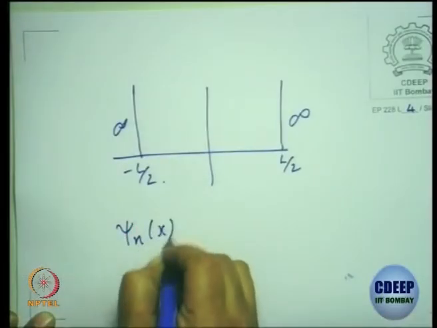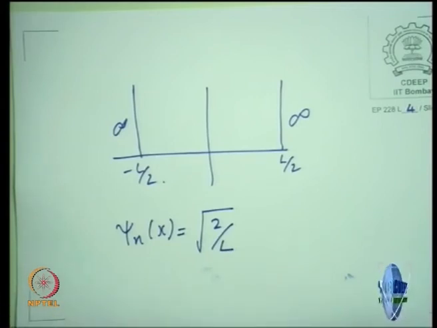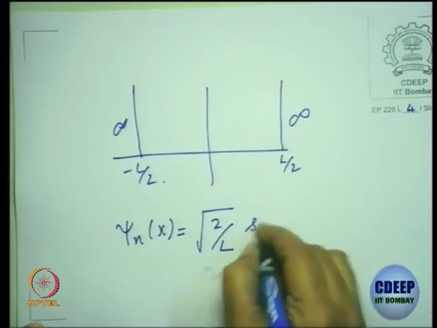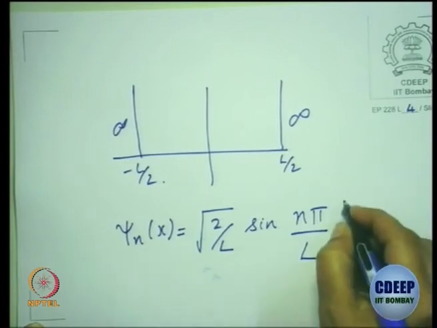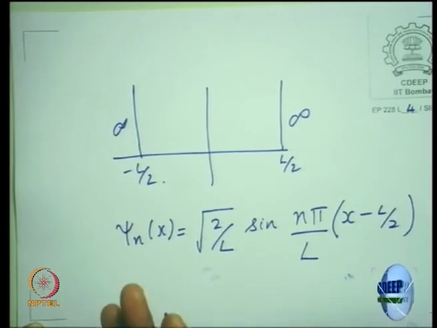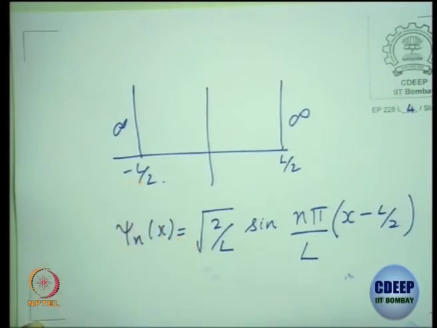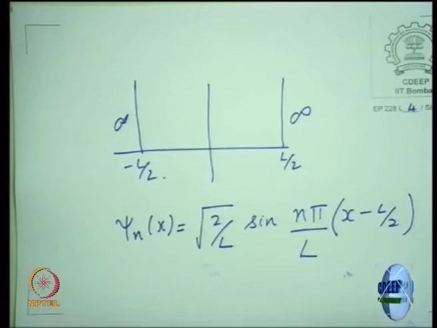How do you do that? If I had psi n of x, I can write it as root of 2 over L, sin n pi by L, x. The length of the box is still the same. Coordinates of the box have changed. So, x is shifted to x minus L by 2. What you called x equal to 0 becomes minus L by 2, x equal to L will become L by 2. Nothing I did. I could do it this way. This is called shifting the box.